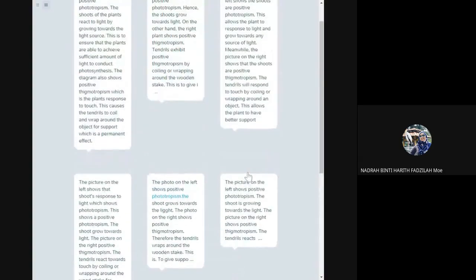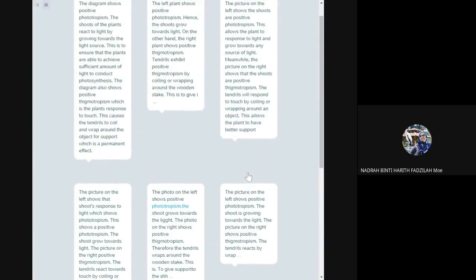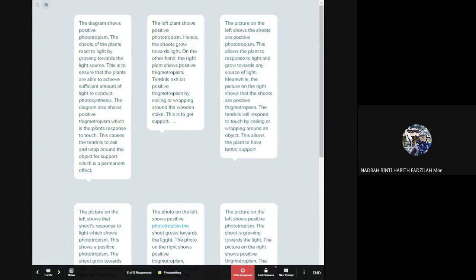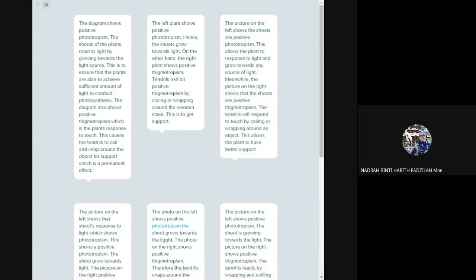Okay, to get support. Saya setuju juga, which is a permanent effect. Yes, this is a permanent effect. Saya bersetuju. Statement permanent effect tu saya bersetuju juga. It is a good summary of our answer regarding tropism.